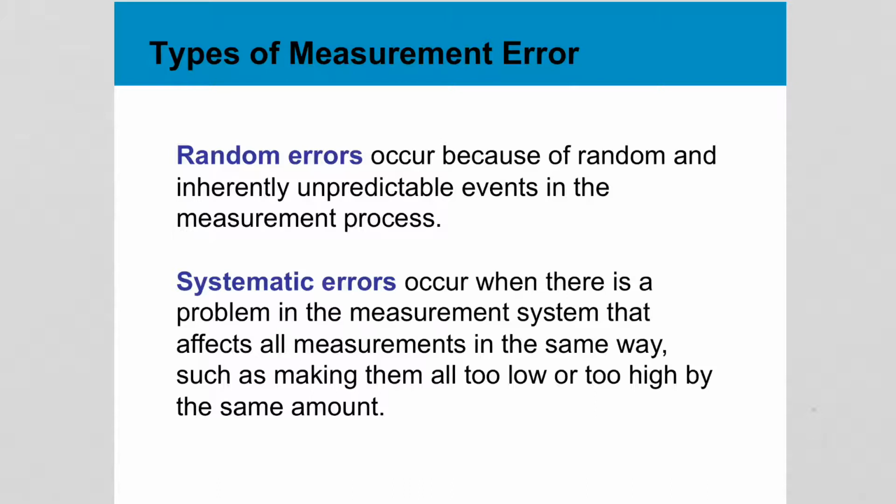Types of measurement error. There could be random errors because of random and inherently unpredictable events in the measurement process. Systematic errors occur when there's a problem in the measurement system that affects all measurements in the same way, such as making them all too low or too high by the same amount.